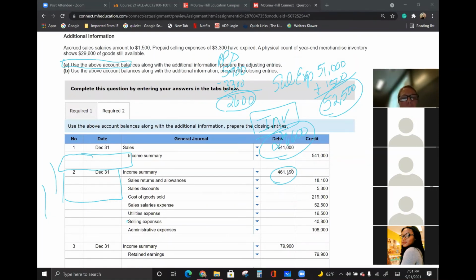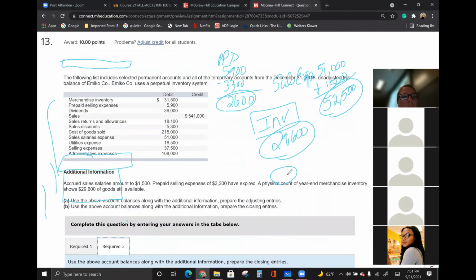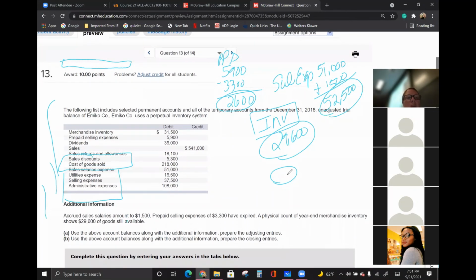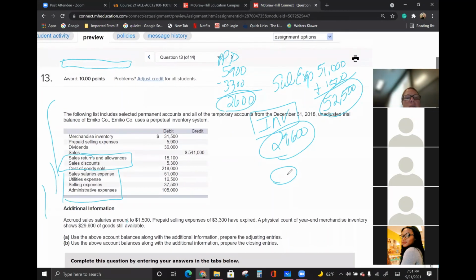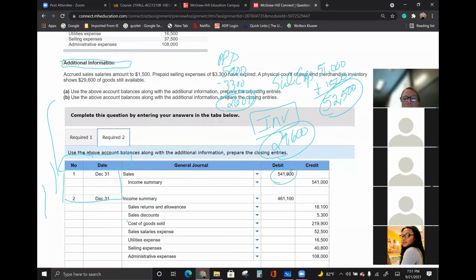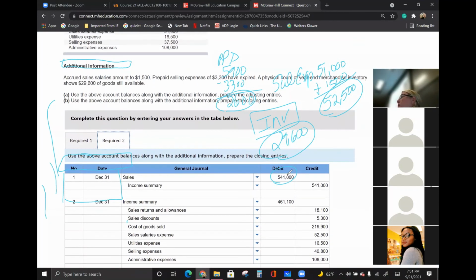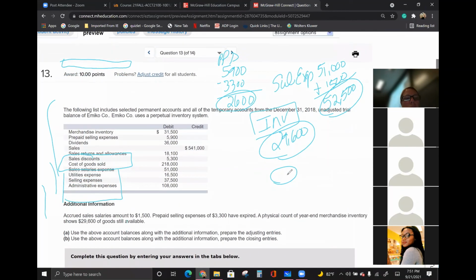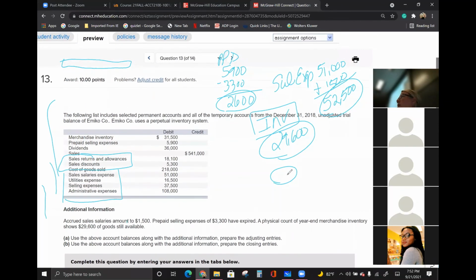So we have our sales returns and allowances. That's coming right from up here, the 18,1. Then we have our sales discounts, 5,300. Okay, see how they're crediting all those off. We have our cost of goods sold, 218,000.